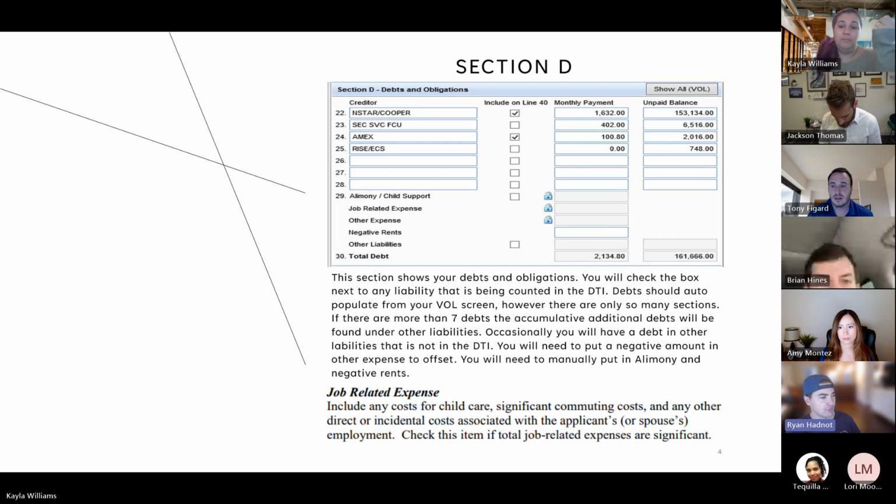Why do you choose to do it that way versus just reducing the other liabilities by the amount? Because, I mean, you could do it that way too. I just think this is the easiest way to do it because if you reduce it, it's not going to match the VOL screen, and then you're going to have to explain to the underwriter exactly what you did. So you think this way it's more efficient with underwriting? Yes. Okay, gotcha.